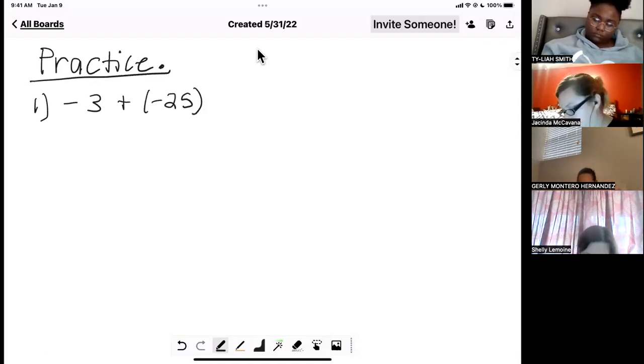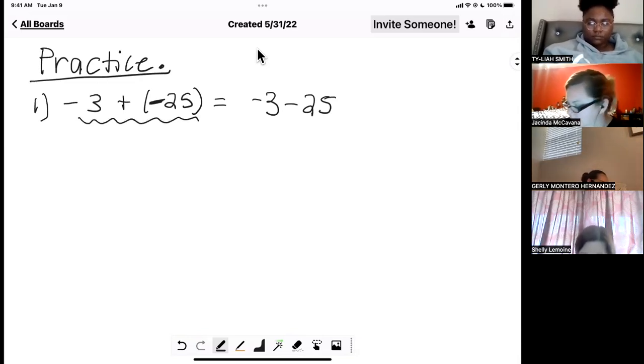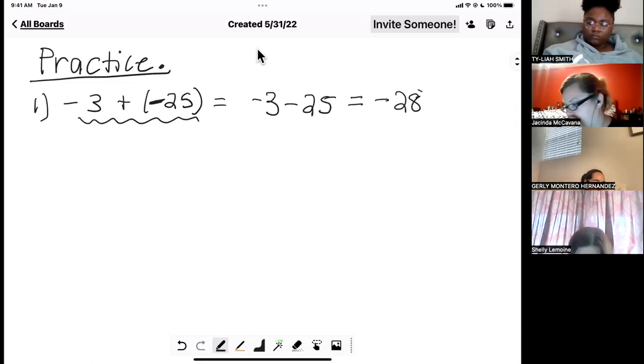I haven't shown you one like this yet, but this is the same thing as saying -3 minus 25, because minus is a negative. I could take that minus, that negative, and make it a minus, or back and forth. I think it's probably easier to look at it the way it was given. If I look at it, the 3 is negative and the 25 is negative. They're the same sign. So when they're the same sign, we add them and keep the sign. So 25 plus 3 is 28, and we're going to keep the sign. So the answer would be -28.